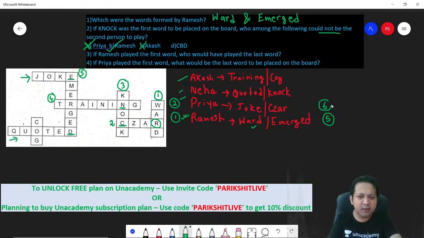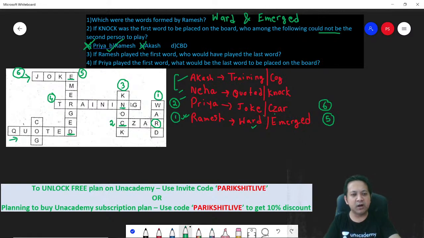Number 6. Why? Because round 1 has 4 people, 1, 2, 3, 4 in any order. So Priya is number 2, and then Akash and Neha, one of them will be 3, one of them will be 4. And then Priya will get the next chance, number 6. Correct? So Priya's next word is which one? Which are the two words? Czar and Joke. So if Czar is the second word, the sixth word has to be formed by Priya, which is Joke. So Joke is the sixth word.